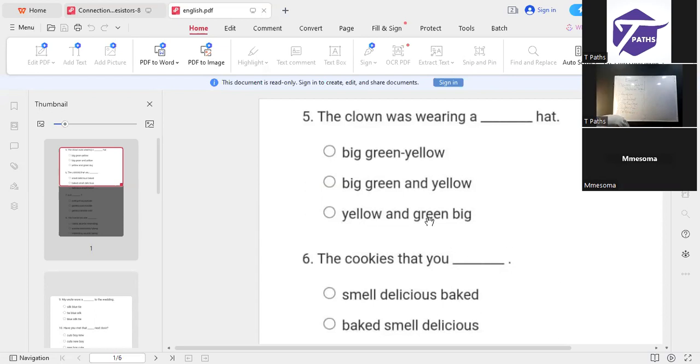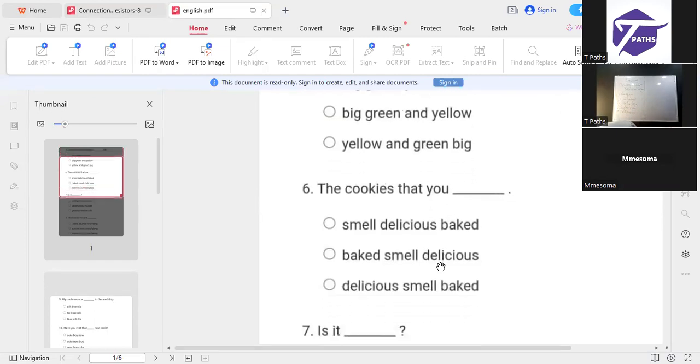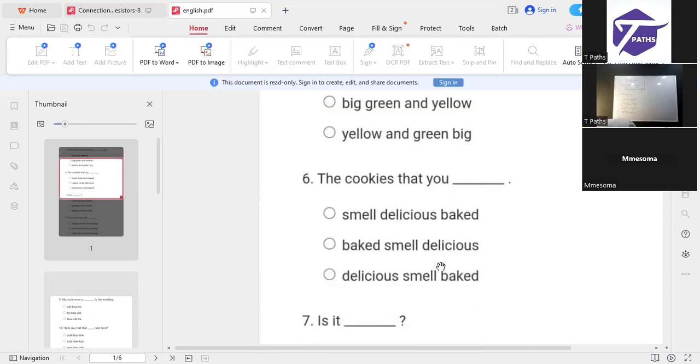Number 6. The quiz that you dash. A, smell delicious bake; B, bake smell delicious; C, delicious smell bake. Remember, delicious is a subjective adjective, and the subjective adjective will come first. So the answer should be C, delicious smell bake.